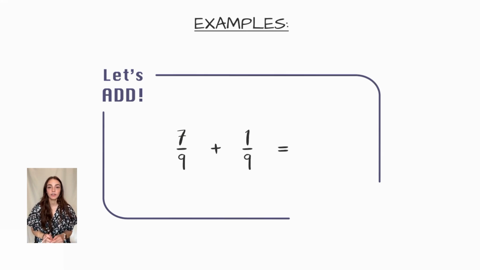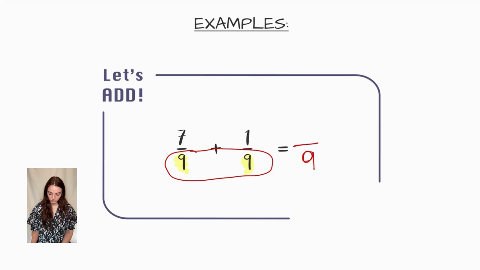We have 7/9 plus 1/9. What are we looking at first? Denominators, perfect. So do these numbers match? We have 9 and 9. Yes. So we don't have to do anything with those. We're just going to scoot our 9 over. And we're going to add straight across with our numerator. So we have 7 plus 1 gives us 8. Again, can we simplify this down any more? No, we cannot. So 8/9 is our answer.